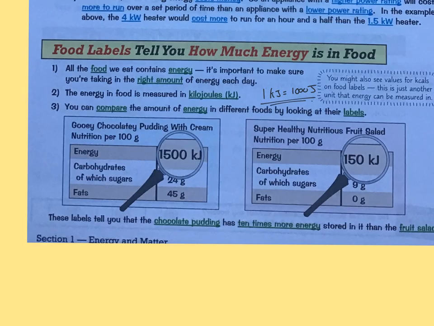And so here, if we compare the two, so a gooey chocolate pudding with ice cream per 100 grams. So it's important when you're comparing that you're looking at comparing it per the same amount. Otherwise, it's like comparing eating a whole cake to a muffin. It's not really a fair comparison. So the gooey chocolate pudding has 1,500 kilojoules for every 100 grams you eat, whereas the nutritious fruit salad only has 150 kilojoules of energy in it for every 100 grams that you eat. Obviously, in terms of diet and things, you have to also look at other things like the fats, the sort of fats, the kind of sugars and so on. But for our purposes, we're just looking at the amount of energy in the food.